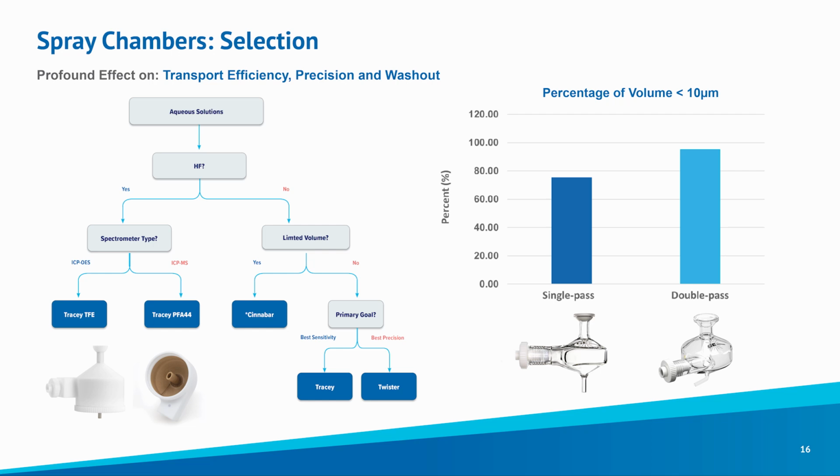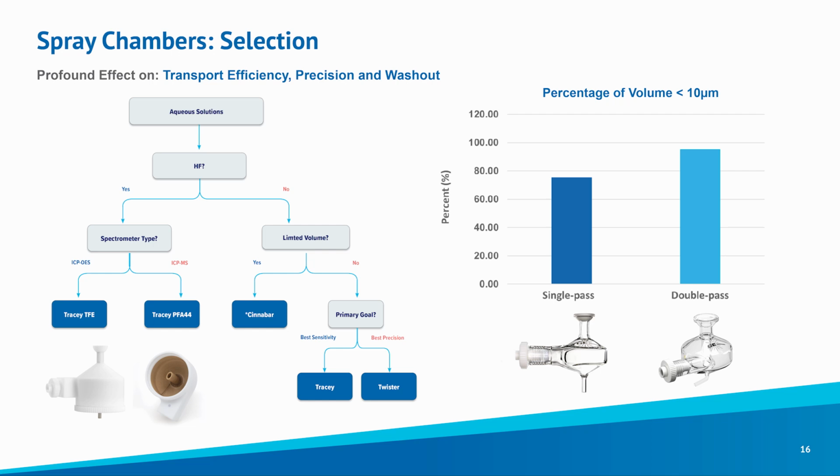The Twister model has a baffled central transfer tube for smaller particle size and narrow distribution, while the Tracey model offers better transfer efficiency and a 15% increase in counts. Droplet size is crucial in ICP analysis. Mean droplet size is determined in two stages.